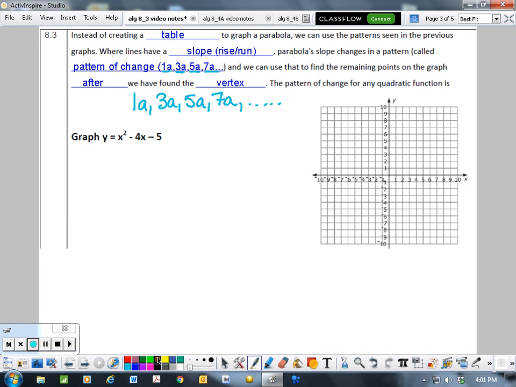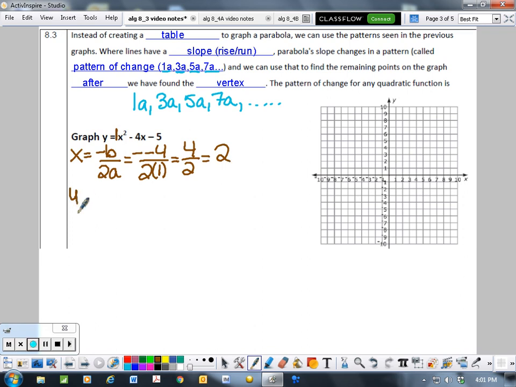So as we look at our problem, graph y equals x squared minus 4x minus 5, we start with finding our vertex. So x equals negative b over 2a. Remember, if there's no number in front, there's really 1 there. So this becomes positive 4 over 2, which gives me an x value of 2.